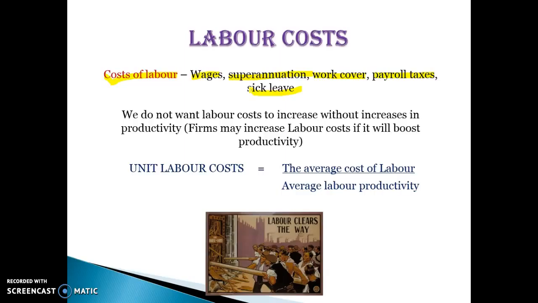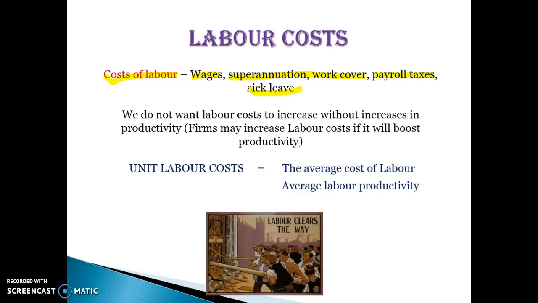So essentially, when we're looking at businesses, we don't want our labour costs to increase without increases in productivity. If every year wages are going up by 5%, but firms aren't becoming any more productive, that's not very good because it's going to eat into their profit margins and increase their production costs. So it's essentially the aim of businesses to increase their labour productivity at a similar rate to the increase in the average cost of labour.